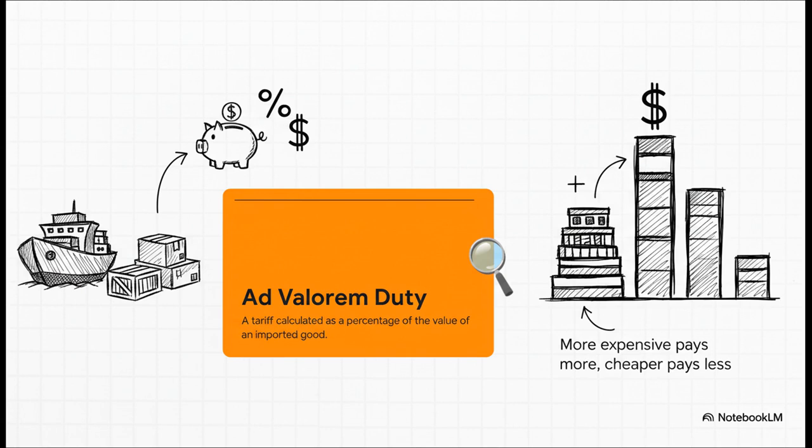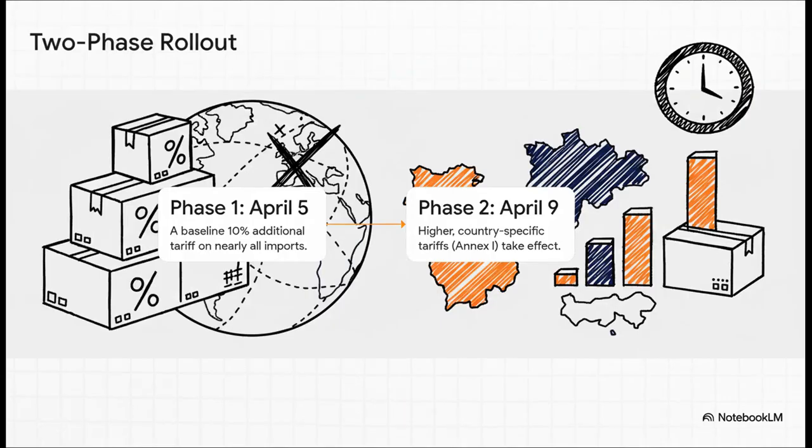Simple as that. And the rollout for this? It's designed to be incredibly fast. It's happening in two main steps. First, on April 5th, 2025, a baseline 10% extra tariff gets slapped on almost all imports. But that's just phase one. Just 4 days later, on April 9th, a whole new set of much higher country-specific tariffs kick in.